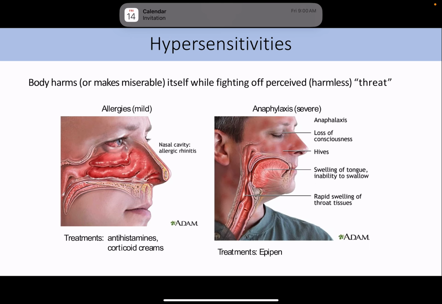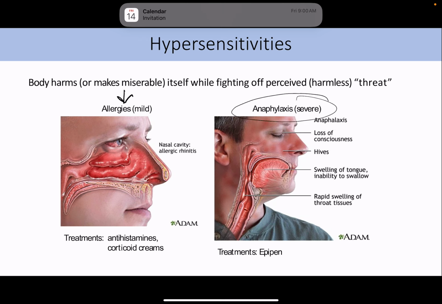Last thing really quickly before we get out of here, hypersensitivities. This is when your body harms itself because it thinks something is harmful when it's not. So it causes an immune response to things that are not harmful, but it thinks it is. Like cat dander. I'm allergic to cats, and it's not dangerous, but my body thinks it is. Or grass, or pollen, or whatever it is. Allergies, though, are a mild form of this, where you get a stuffy nose and maybe a scratchy throat, things like that. You can take antihistamines or corticoid creams to stop with allergies.